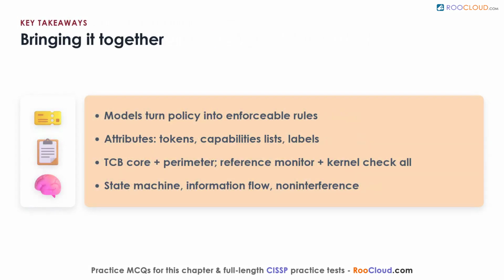So let's bring it together. A security model turns policy into enforceable rules, and objects carry their attributes through tokens, capabilities lists, or permanent labels. The trusted computing base is the small, trusted core inside a security perimeter, and the reference monitor, enforced by the security kernel, checks every single access. The state machine model keeps the system secure across every transition. The information flow model permits only authorized flows, and non-interference stops high activity from leaking down to low. These are the foundations, and the named models in the next part all build on them.